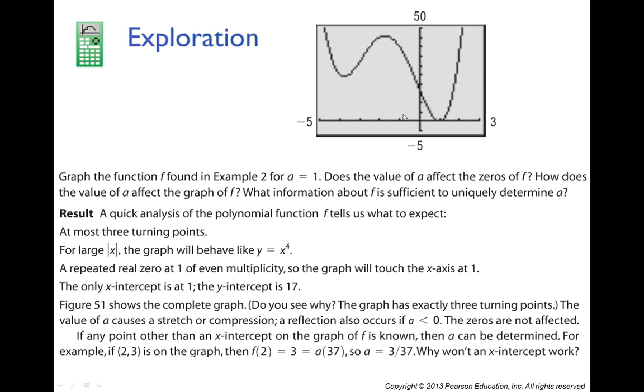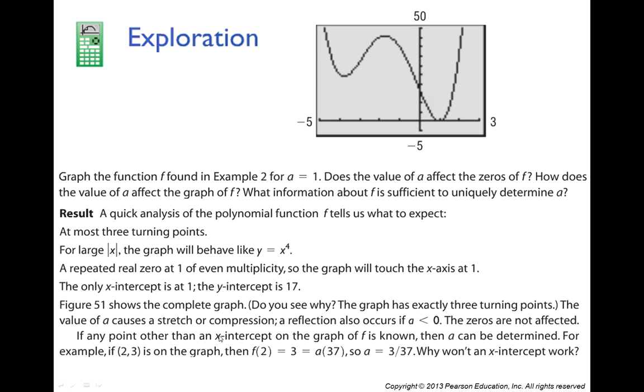Figure 51 shows the complete graph. The graph has exactly 3 turning points. So we have 1, 2, 3. The value of a causes a stretch or compress. A reflection occurs if a is less than 0. The zeros are not affected. If I multiply 0 times anything, I'm still going to get 0.